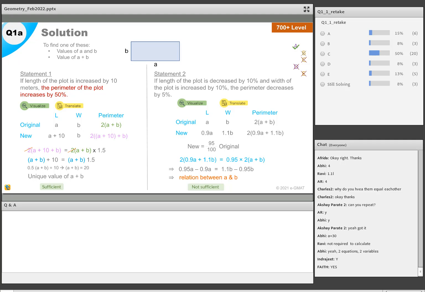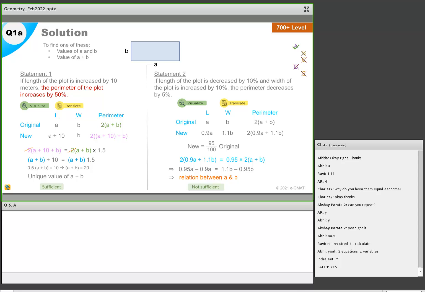Let's go to 1a. If we discuss 1a, I don't know if you guys did this question, but let's discuss this. So what happens in this case? The perimeter of the plot increases by 50%, right? What does statement 1 say? The length of the plot increased by 10 meters, and the perimeter of the plot increases by 50%.